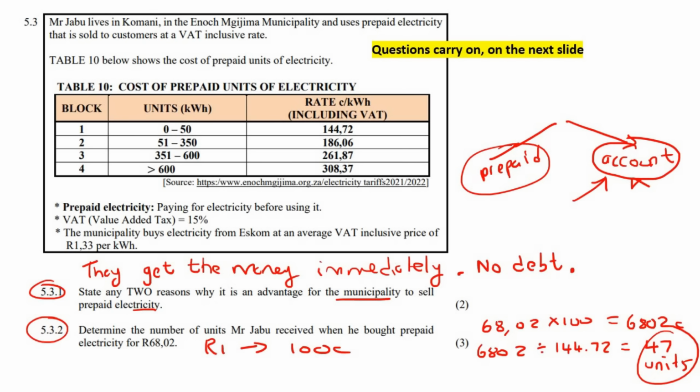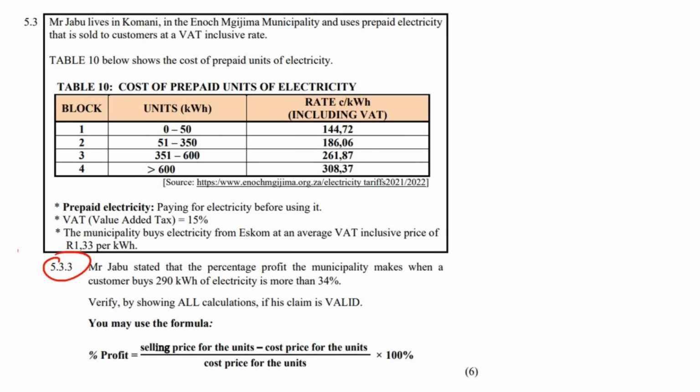It'll be 47 units. This question says that Mr. Jabu stated that the percentage profit that the municipality makes when a customer buys this many units is more than 34%. Verify by showing all calculations if his claim is valid.